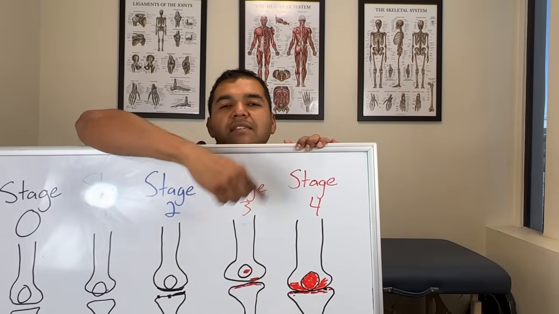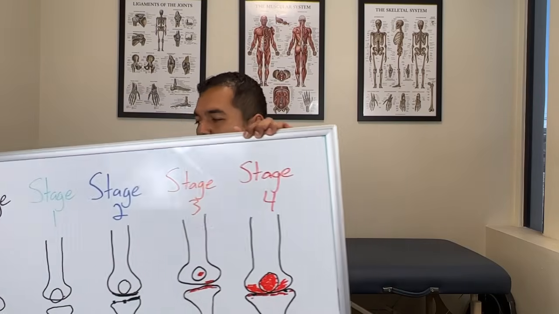What I'm saying here is the MRIs and x-rays don't always correlate with the individual symptoms, which means that if your x-ray looks like one of these in stage 2, 3, or 4, and your knee hurts right now, it's possible that even though you're bone on bone and you have a loss of cartilage, if you do the right things, you can feel better.